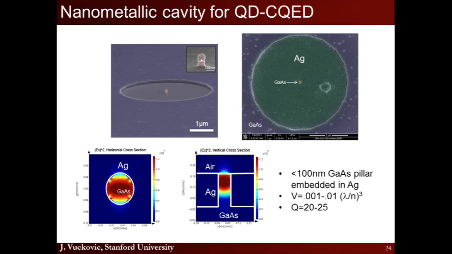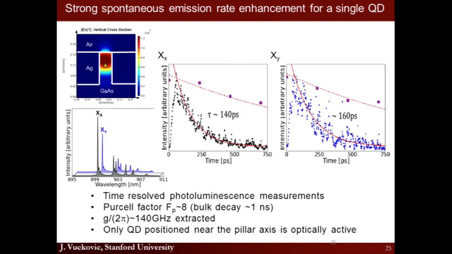Bottom pictures show optical field in this structure. Optical mode volume is around 20 to 25 times smaller than in photonic crystals, but quality factor is also very small, and that's because of the absorption losses in silver primarily. We have shown a strong Purcell enhancement in this structure.